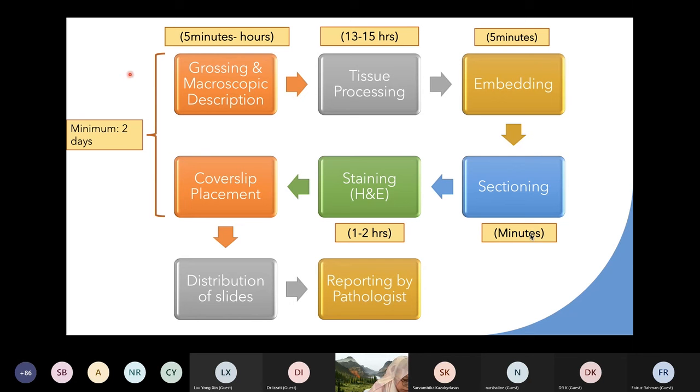From the beginning of receiving the tissue up to cover slip placement, minimum time needed is 2 days. The reporting by pathologists will take another day or up to 5 days for simple and straightforward cases, depending on our workload at that time. For cases that need special stains or further investigation with immunohistochemical stain, an extra few days are needed and the case will be reported maximum in 14 days.